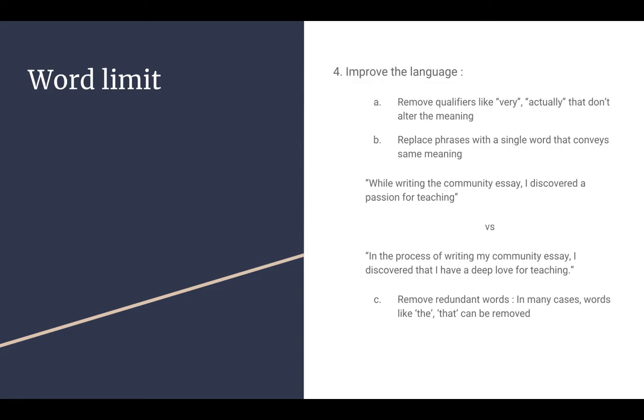But again, this is only helpful if your essay is marginally over the word limit, maybe 100 words at max. If you're maybe 200, 300 words or one third over the essay, then you want to really rethink the ideas. That's what's going to be more effective in cutting down the words.